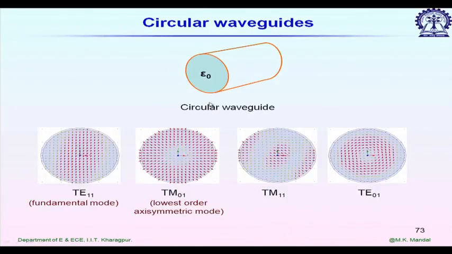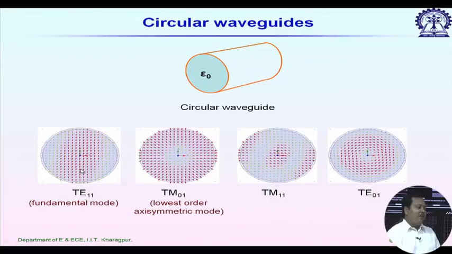So, next one is circular waveguide. We are not discussing in details. For circular waveguide, the fundamental mode is TE11 mode, and the next mode is TM01 mode. If you look at the electric field plots which are shown here over the cross section of a circular waveguide, for the fundamental mode, it is not symmetric with respect to its axis. The first axis symmetric mode is TM01 mode.